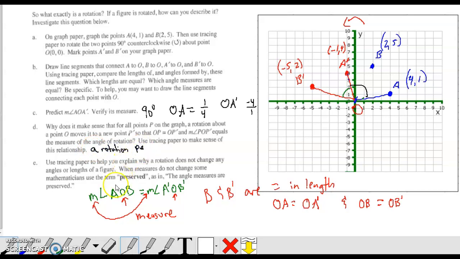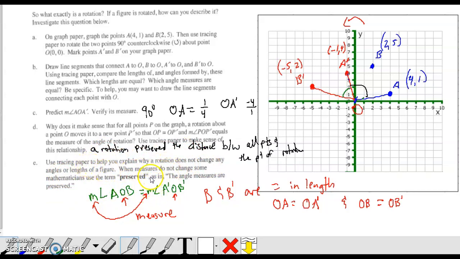Preserves, oops, I spelled preserves wrong. I started to spell it wrong. So preserves the distance between, this is the symbol for between, B and W, all points and the point of rotation. Okay, so again, that's kind of what they were saying, and that's really what's happening here, right? Using the tracing paper to help us explain where rotation does not change any of the angles or the length. Again, it preserves.